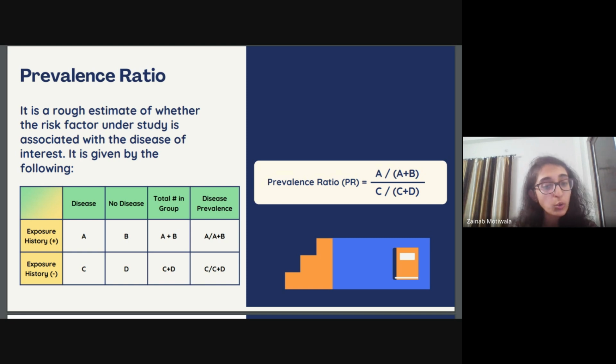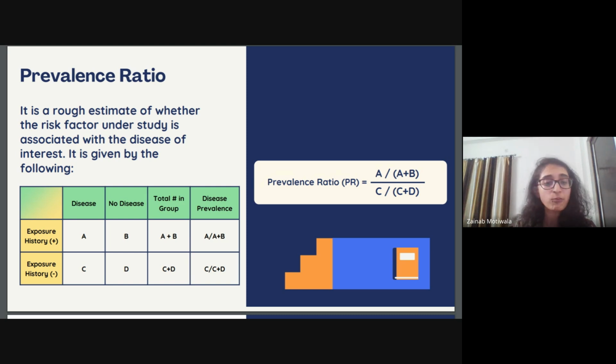So A would be those who had an exposure and developed the disease. B would be those who had an exposure but developed no disease. C would not have an exposure and developed the disease, while D is the one that did not have the exposure and did not develop disease. What is prevalence ratio? It is the prevalence of disease in those who were exposed upon the prevalence of disease in those who were not exposed.